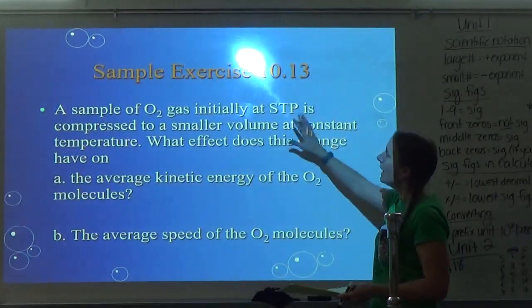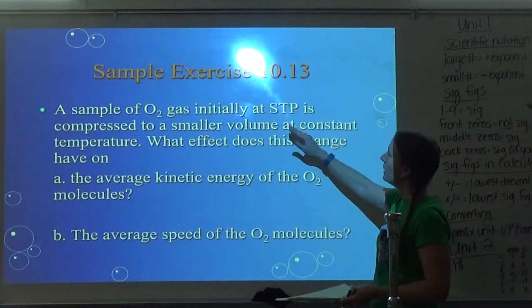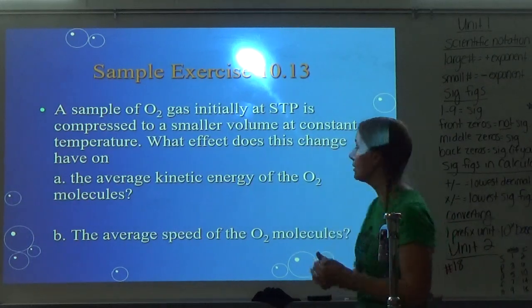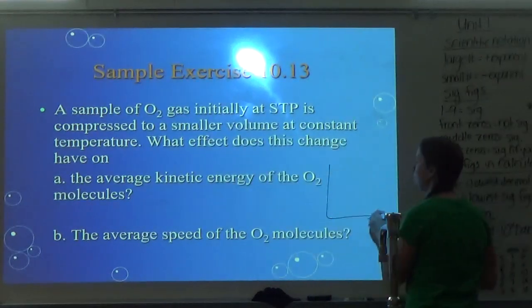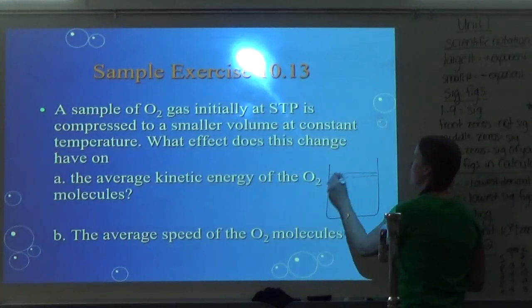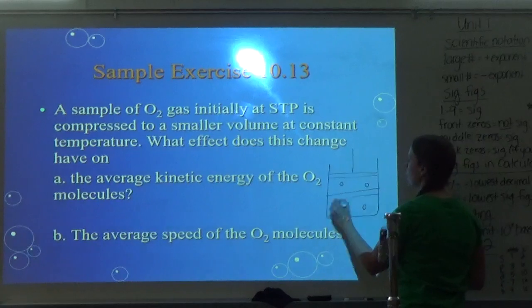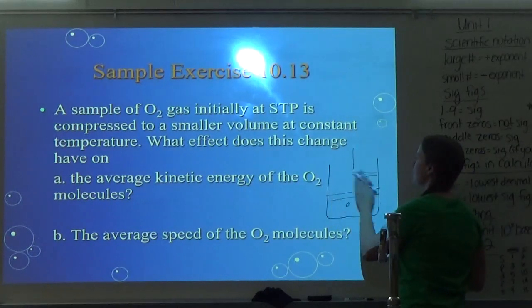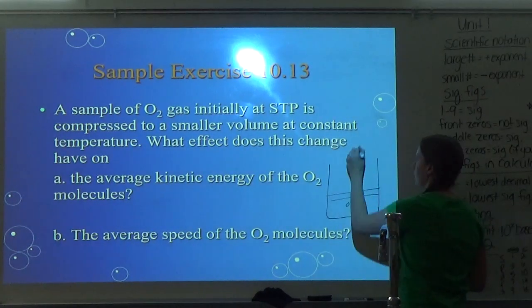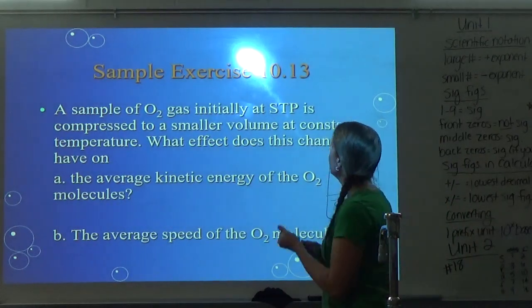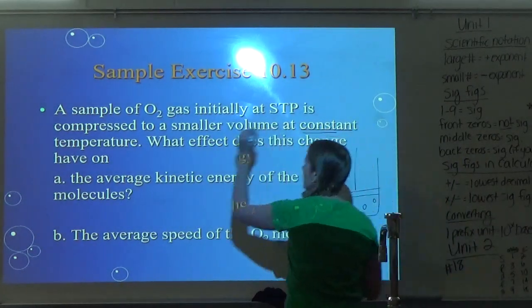All right, so y'all, we have O2 gas. We are making a smaller volume at constant temperature. So remember, this is like what I showed you in one of the other videos. Like we have a piston, we got some gas particles. What we're doing is we are lowering the piston, which squeezes the gas particles together. Notice it says at constant temperature.